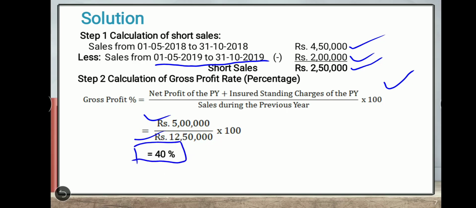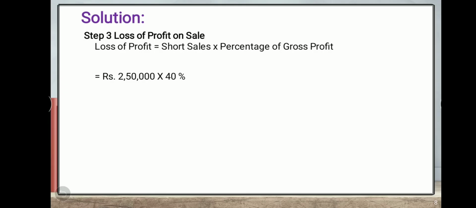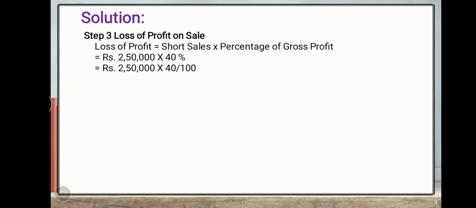Now calculation of loss of profit on sales. So loss of profit is equal to short sales multiplied by percentage of gross profit. Short sales is 2,50,000 and percentage of gross profit 40%. So 2,50,000 multiplied by 40 divided by 100. So it will be 1 lakh.